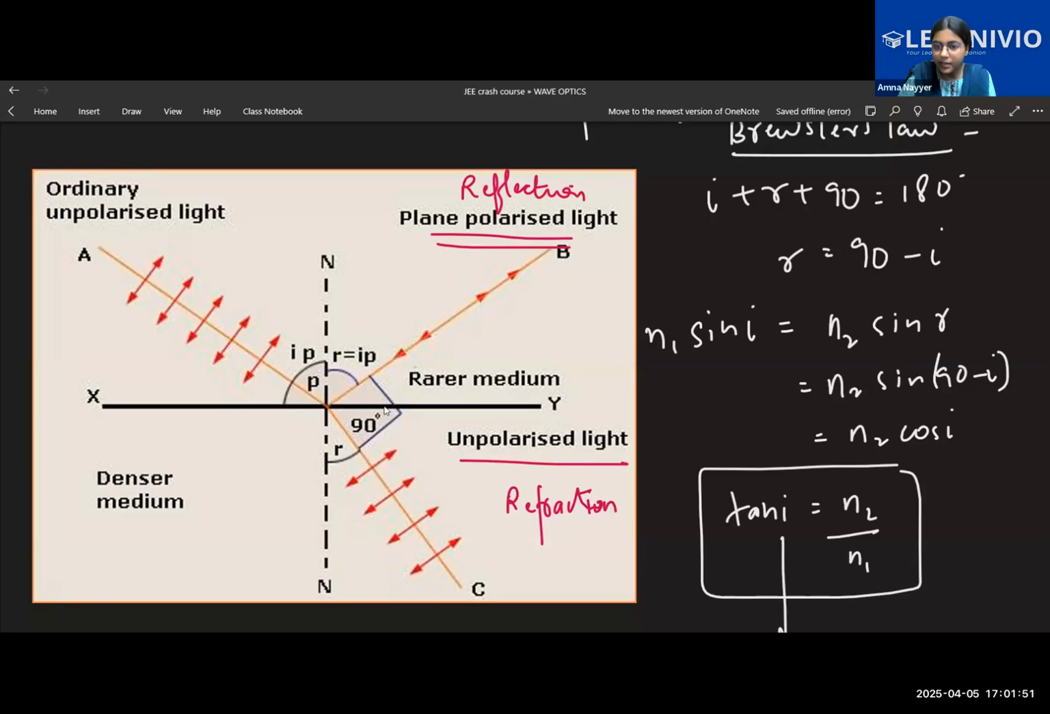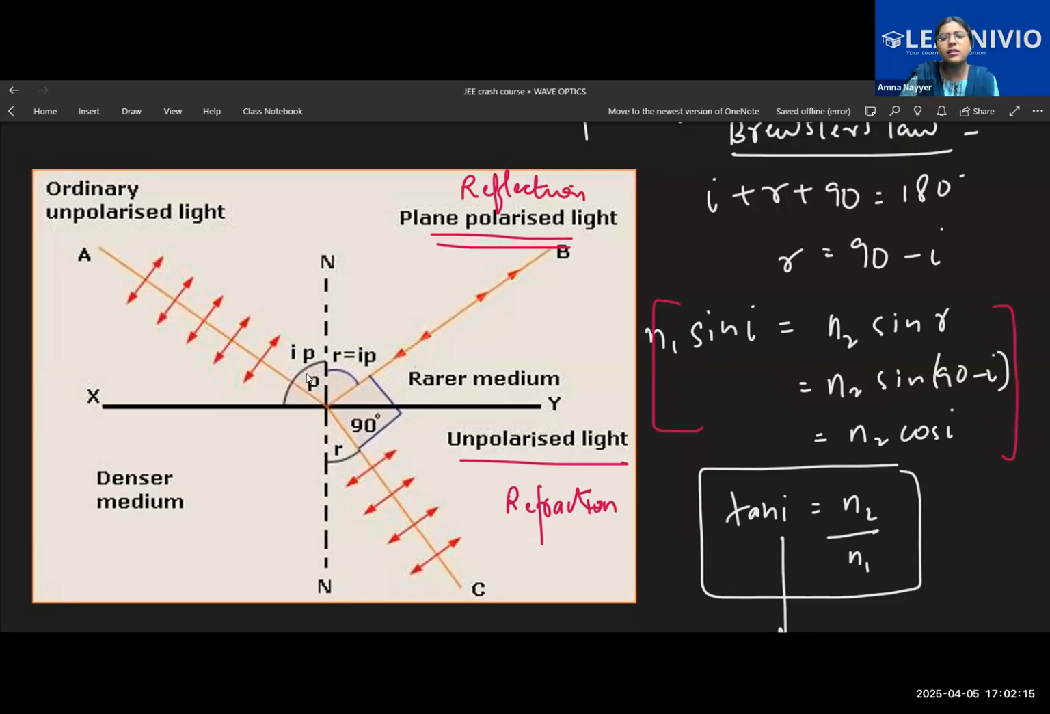90 degrees. This is something you need to know. I plus R plus 90 is 180, so R will be 90 minus I. In short, you use tan I. This directly comes, it will be equal to N2 by N1, because this is the derivation, you can check. This is using Snell's law only, because one of the angles is 90 minus R.